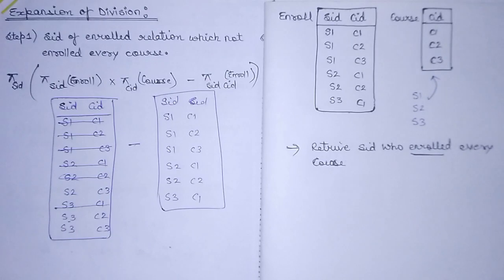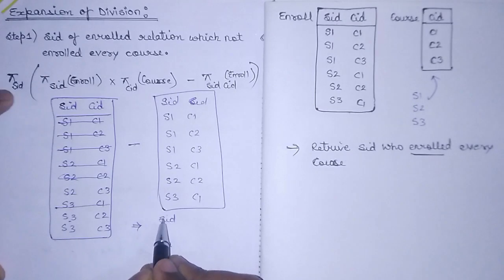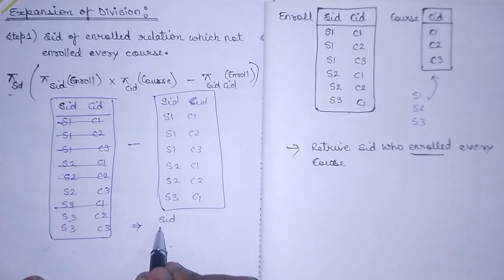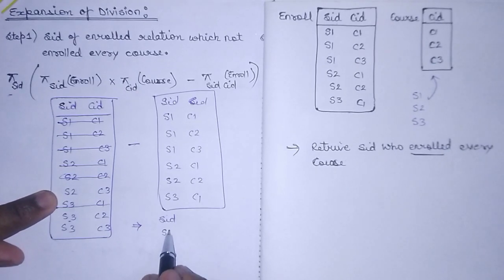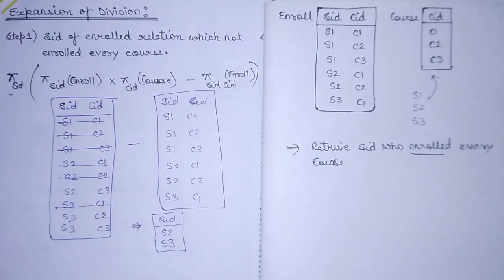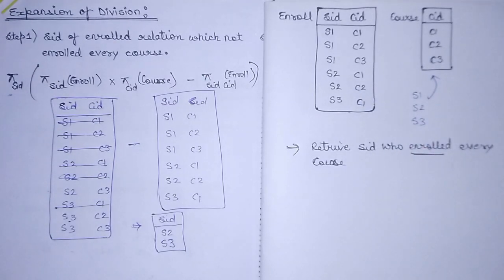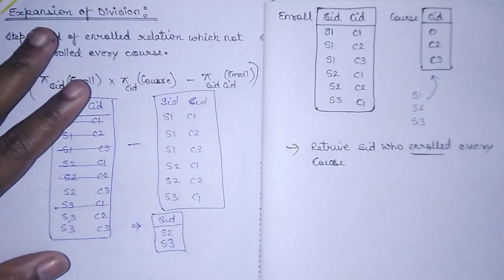So now what we're doing is we have to project the student ID from this particular table. We have to project only the student IDs which are left. So you can see that S2 and S3 are two students who have not enrolled in all of the courses. So these are the students who have not enrolled in every course. So we got the first step here.